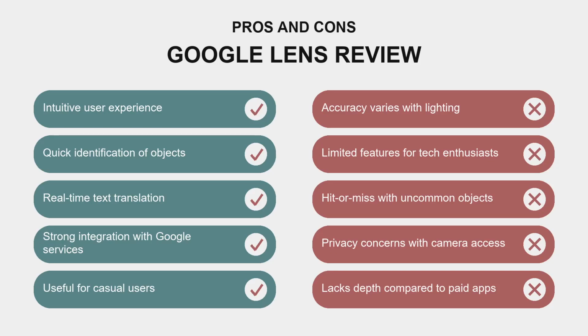On the positive side, Google Lens is incredibly user-friendly and offers a wide range of functionalities, from identifying plants and animals to translating text in real time. The integration with other Google services also enhances its utility.